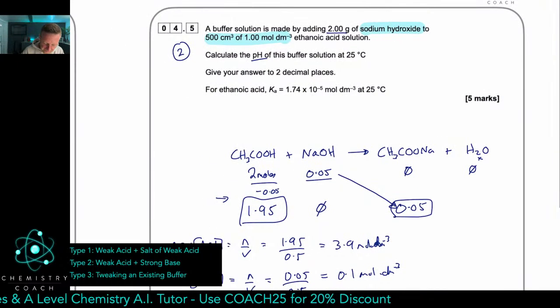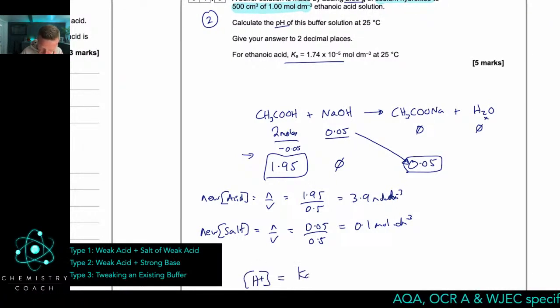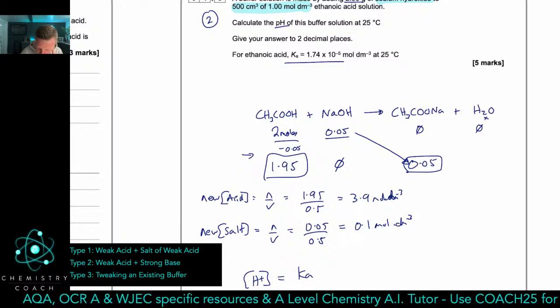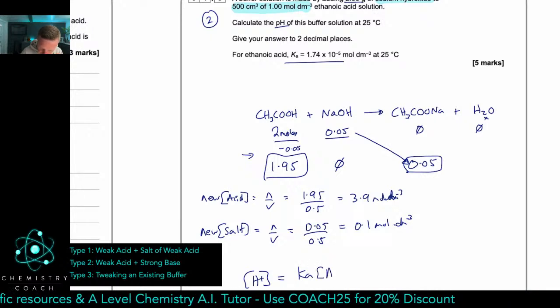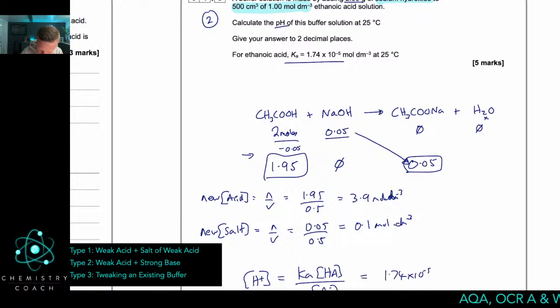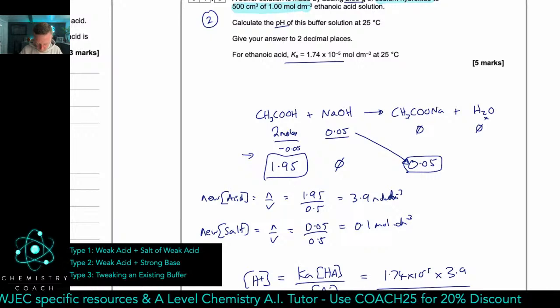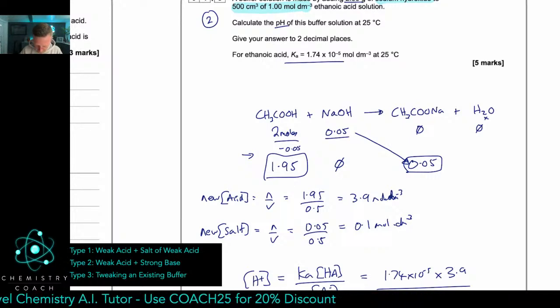Okay. Now, once again, they've given us the Ka, and once again, they're asking us to find the pH. So we know that H plus concentration equals Ka times HA over A minus, so that goes underneath. So that is 1.74 times 10 to the minus 5 times acid, which is 3.9, over that, which is 0.1. So 1.74 times 10 to the minus 5 times 3.9 divided by 0.1.